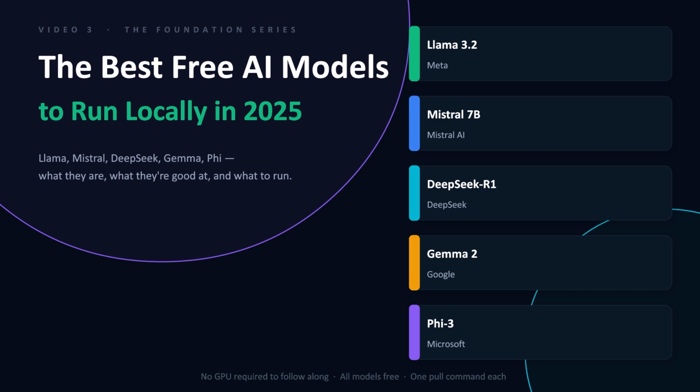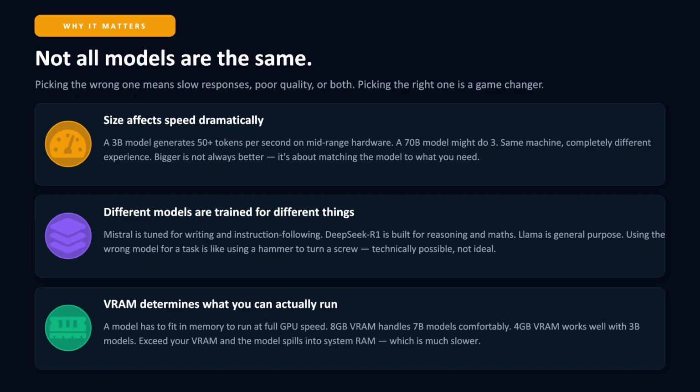Let's get started. Before we get into the models themselves, 3 things worth understanding because they'll make everything else make sense. First, size affects speed dramatically. A 3B model runs at 50 or more tokens per second on a mid-range GPU. A 70B model on the same machine might do 3. Same hardware, completely different experience. Bigger models are not automatically better. It's about matching the model to your hardware and your task.